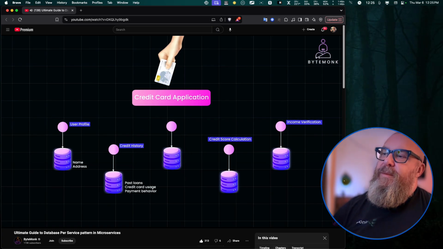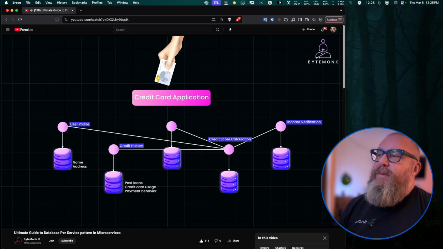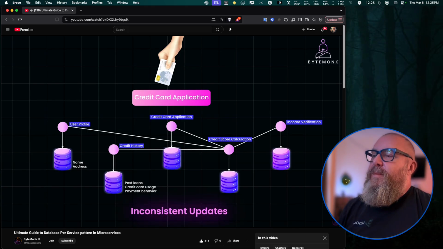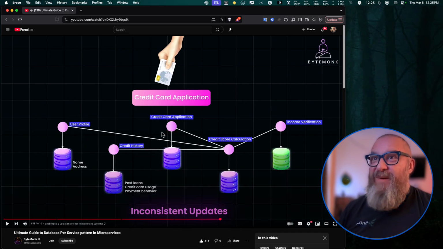Credit score calculation service may analyze all data and calculate the user credit score, and credit card application service handles the actual application process. Now, suppose the income verification service successfully updates the user income in its database. Yeah, we just talked about inconsistent updates. This is the issue you have to deal with.